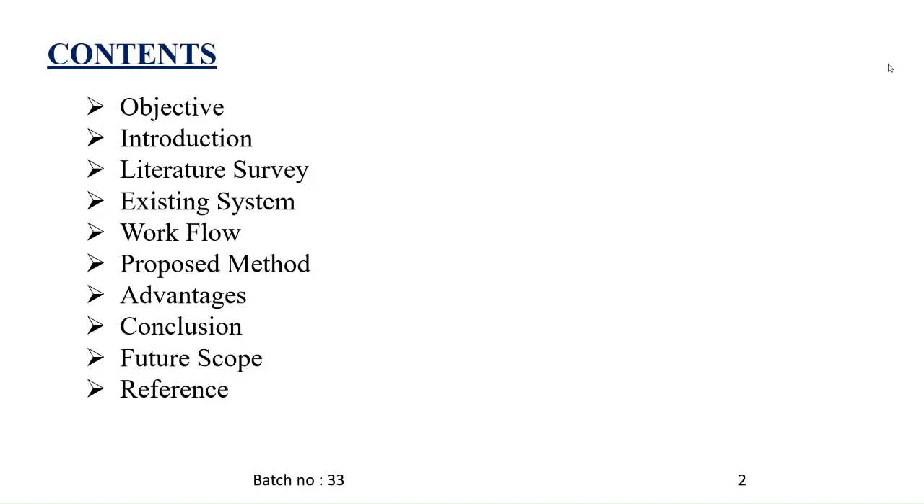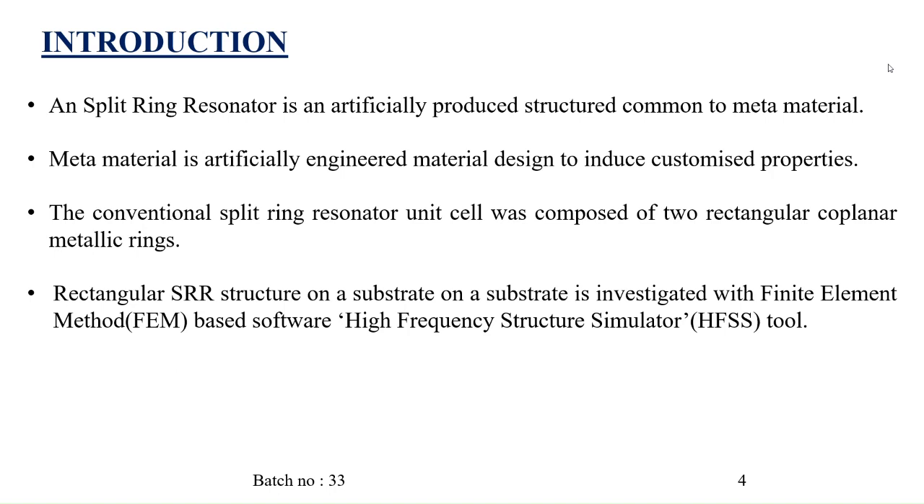Our contents are: objectives, introduction, literature survey, existing system, workflow, proposed method, advantages, conclusion, future scope, reference. Our introduction: split ring resonator is an artificially produced structure common to a metamaterial. Metamaterial is an artificially engineered material designed to induce customized properties. The conventional split ring resonator unit cell was composed of two rectangular coplanar metallic rings. Rectangular SRR structure on the substrate is investigated with the finite element method based on the HFSS tool.